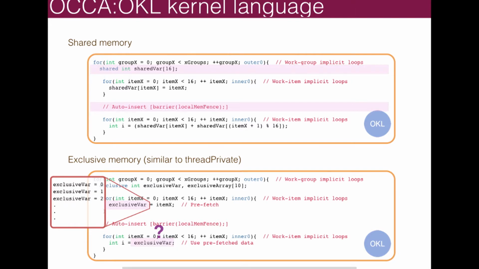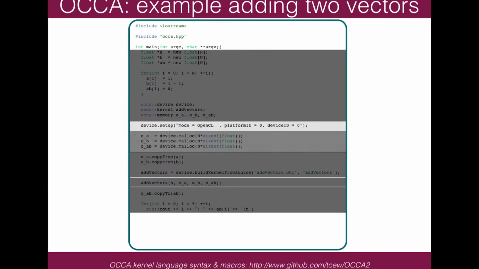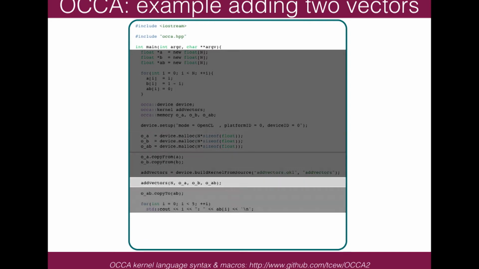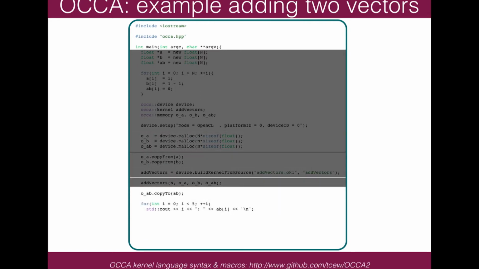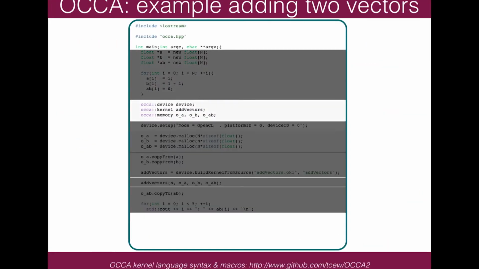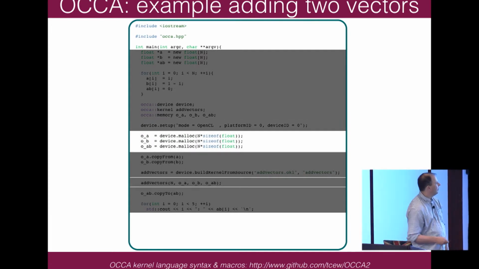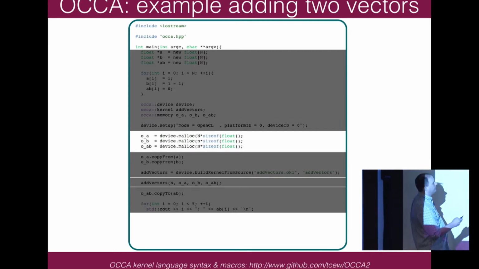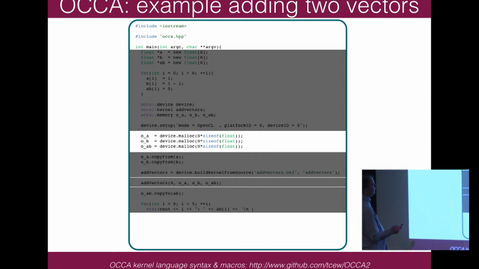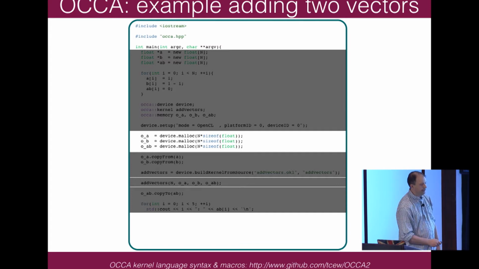We have shared memory and thread-private variables that can be used. This is an example of a piece of code that does that add vectors example. The nice thing is that at runtime, we can decide whether we want to run it in OpenCL, HIP, CUDA, or any other OpenMP model, and then everything else is handled behind the scenes.